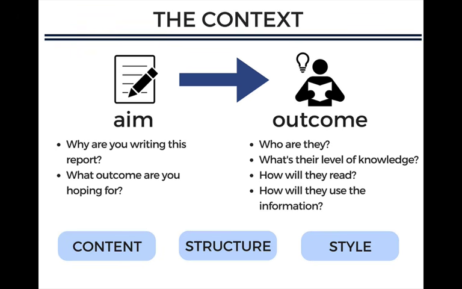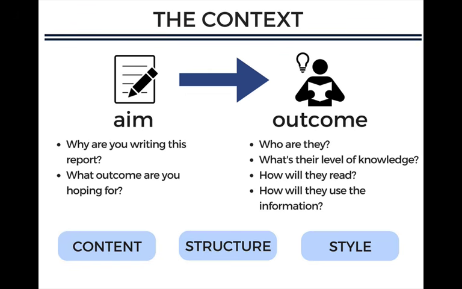When you're writing a report, think of it as a communication process. You, as the writer, have an aim, something you need your reader to know, do, or understand. You need to communicate this to your reader clearly so that they can use the information provided to achieve the intended outcome. The content, structure, and style of your report is determined by your audience and aim.